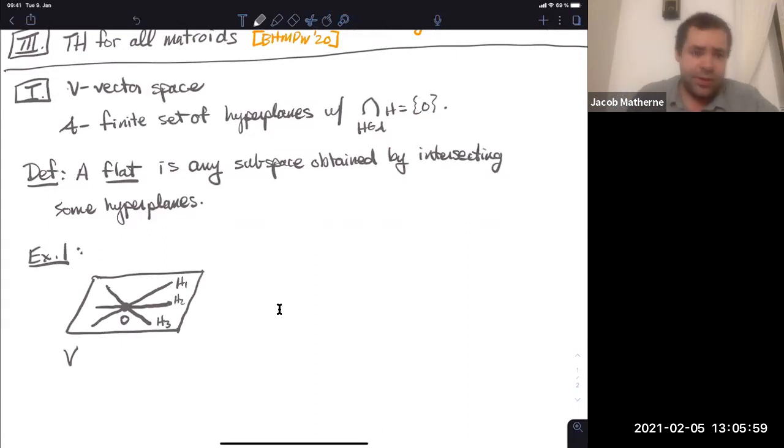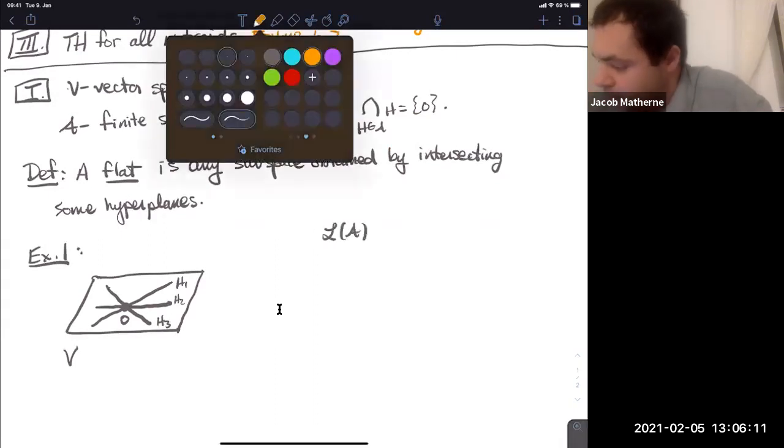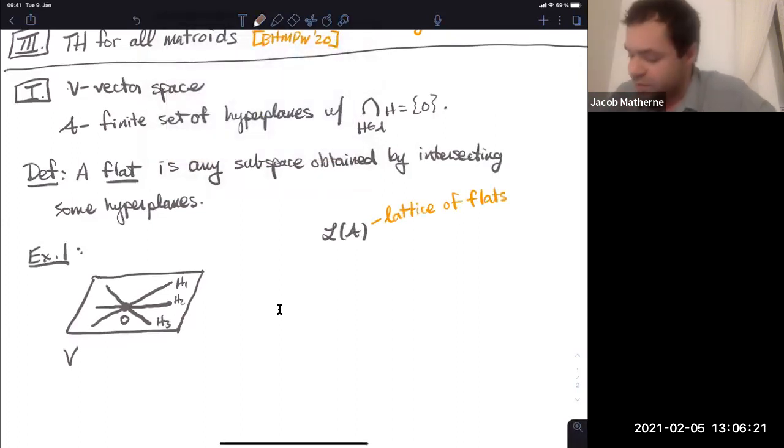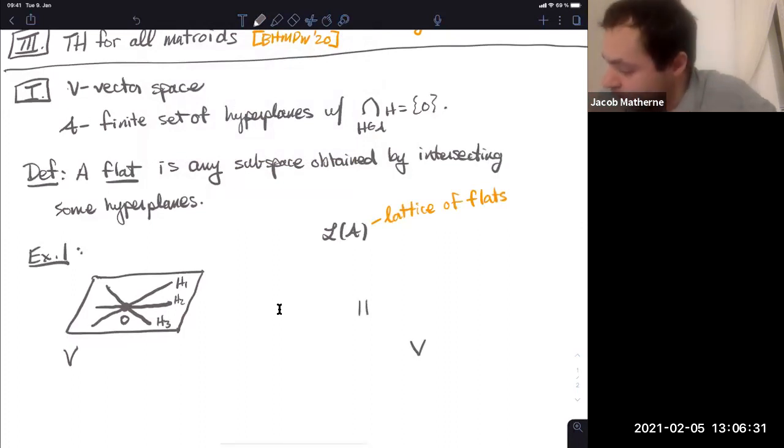Okay, so I want to organize the information of these flats inside of a poset. I'm going to start intersecting these lines. The poset I'm going to get is called the lattice of flats, or for a hyperplane arrangement, people call this the intersection lattice. And here's what it is. If I intersect none of these hyperplanes, I get the vector space I start with. If I intersect any one of the lines, that's just the line itself. So I have hyperplane 1, hyperplane 2, hyperplane 3.